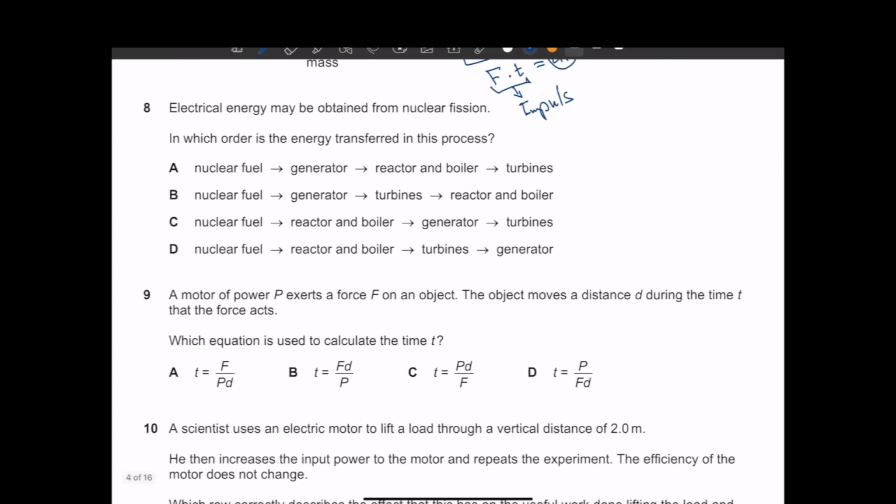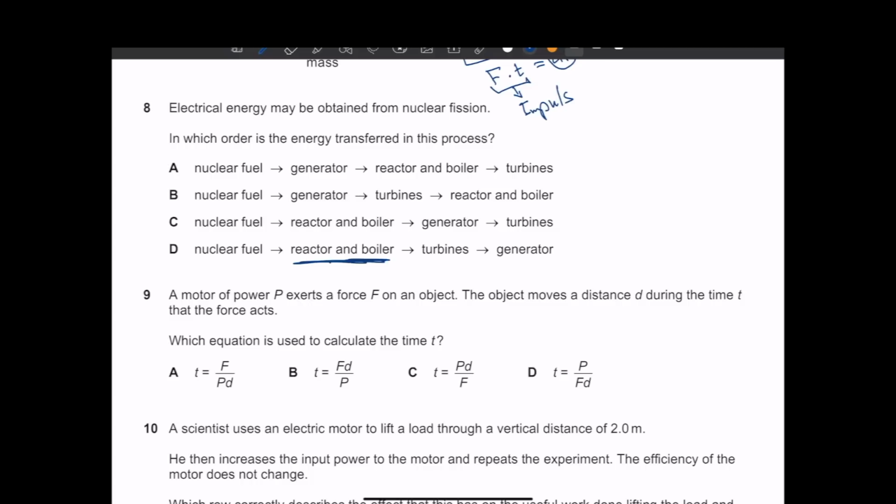For question 8, electrical energy may be obtained from nuclear fission. In which order is the energy transfer in this process? All of them start with the nuclear fuel, then generator, or reactor and boiler. I think the right answer here is that we need to start with the boiler to produce the steam.